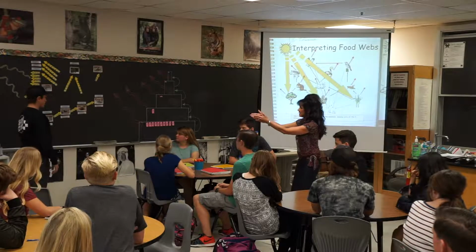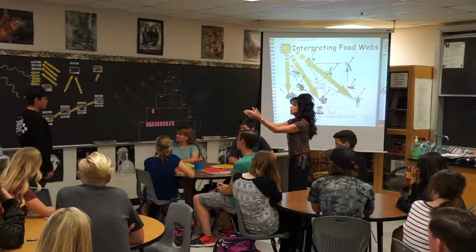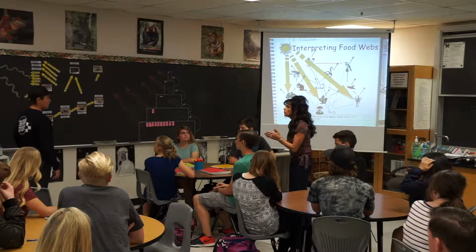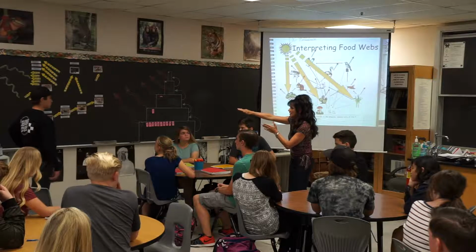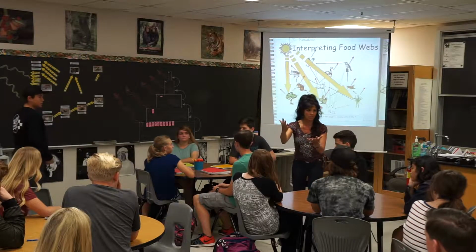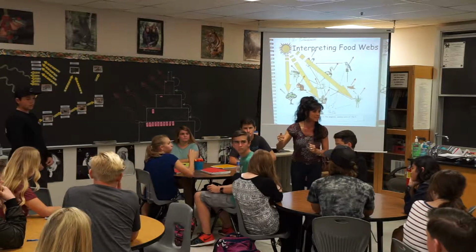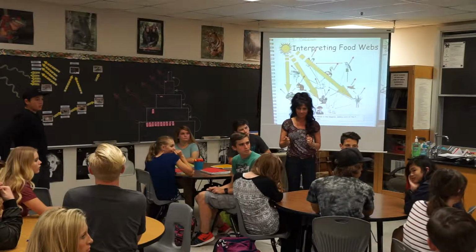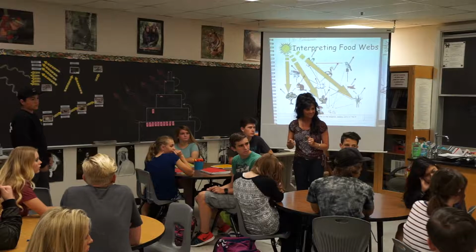Fantastic. So what is the name that we give the producer? He's the only one within that food chain. Autotroph? Excellent. What is an autotroph? Yang. Who's got this one? Tanner does. What's an autotroph? An autotroph is an organism that has the ability to make its own food.